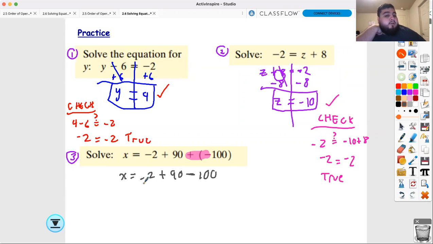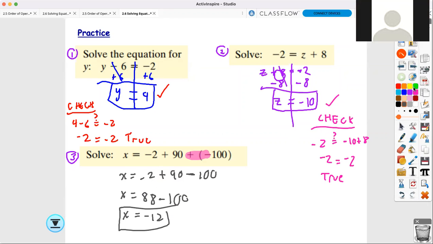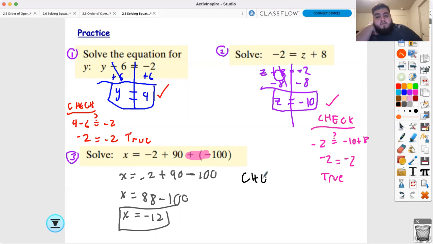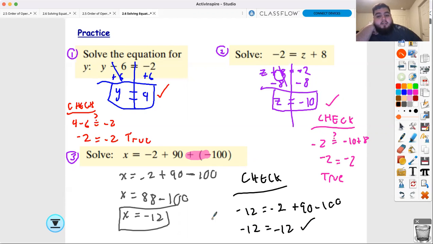So you owe the bank 2, but we deposited how much? 90. So when they take the $2 we owed them, we get 88. So then we get 88 minus 100. So we had $88 in our account, but we spent 100. So we owe the bank $12 and we're done. And then you check. And then we get -12 equals all of this, which equals -12 equals -12, which is true.